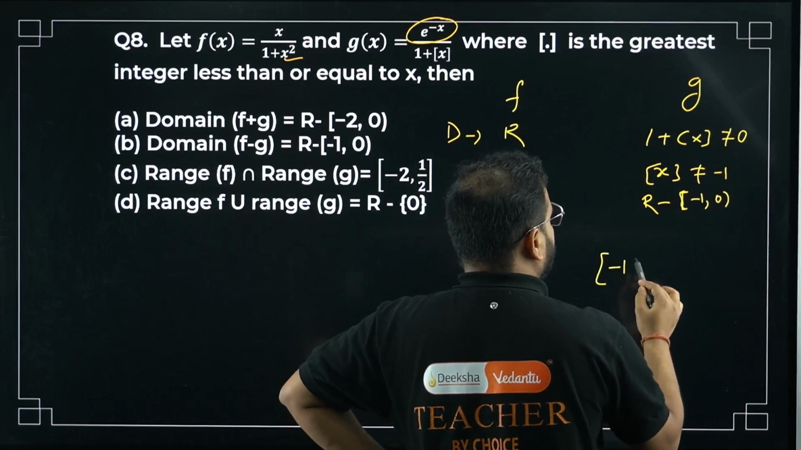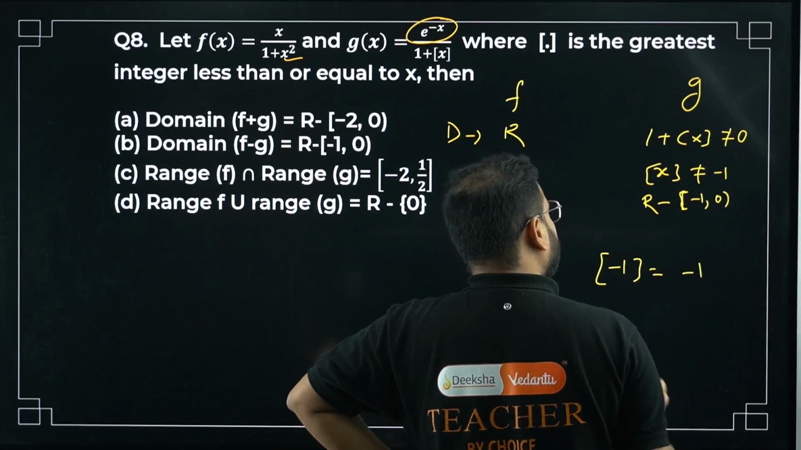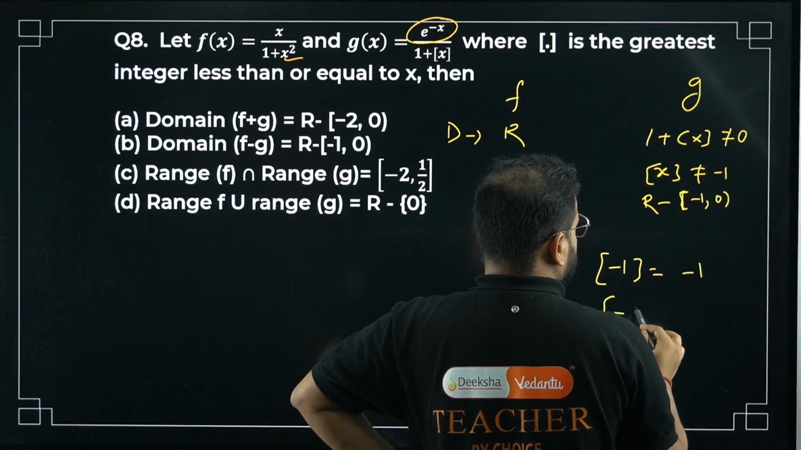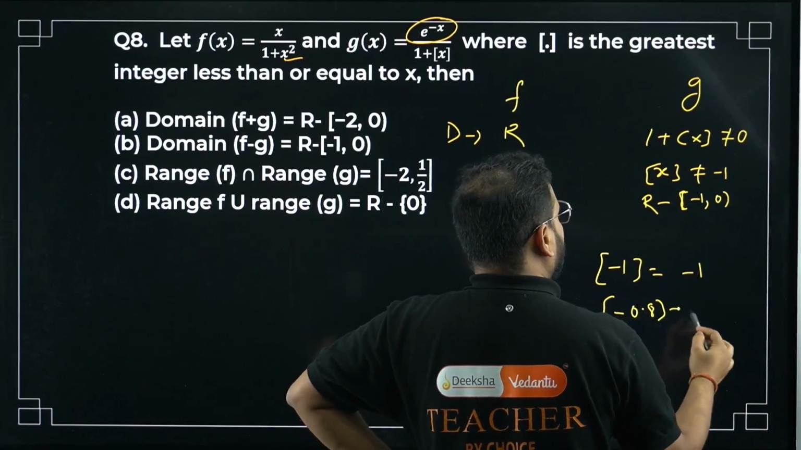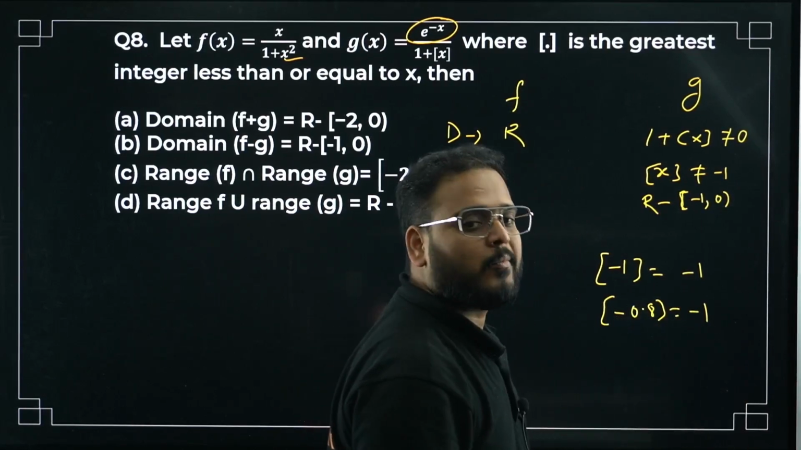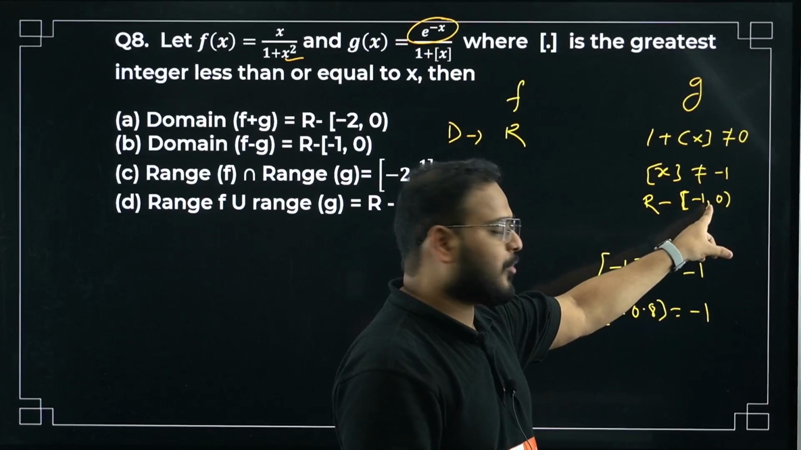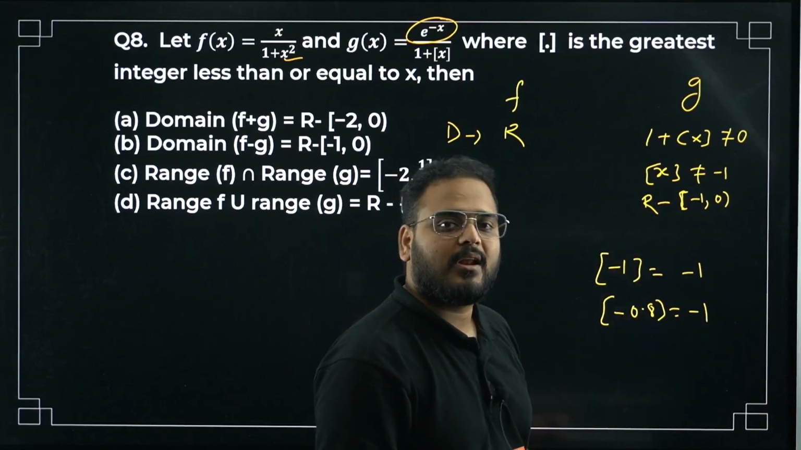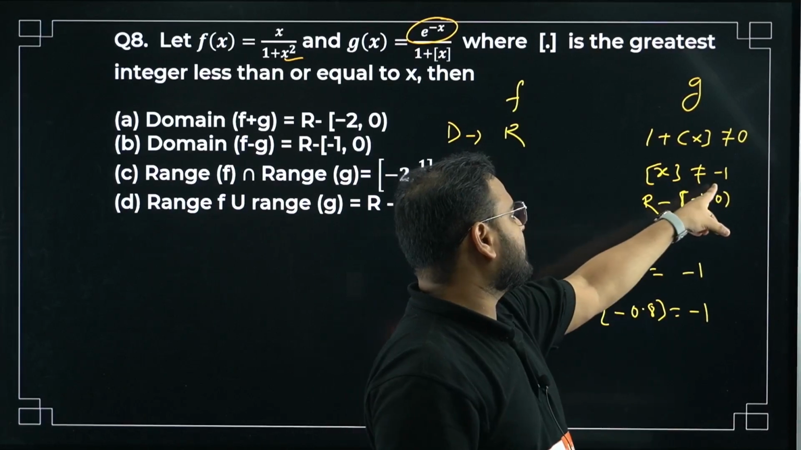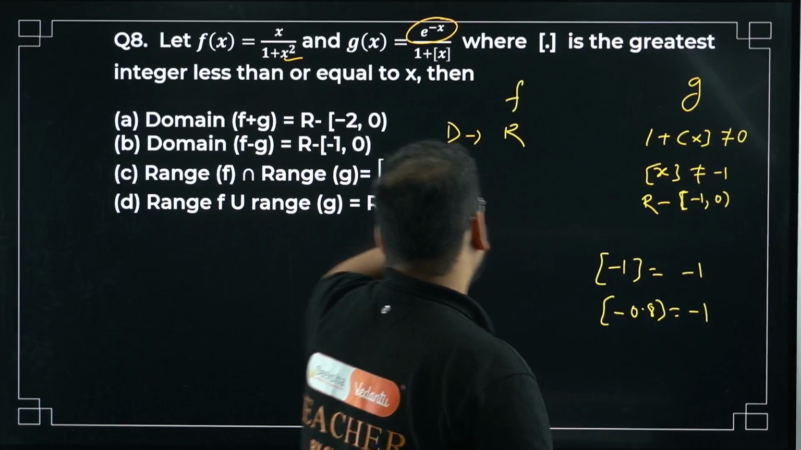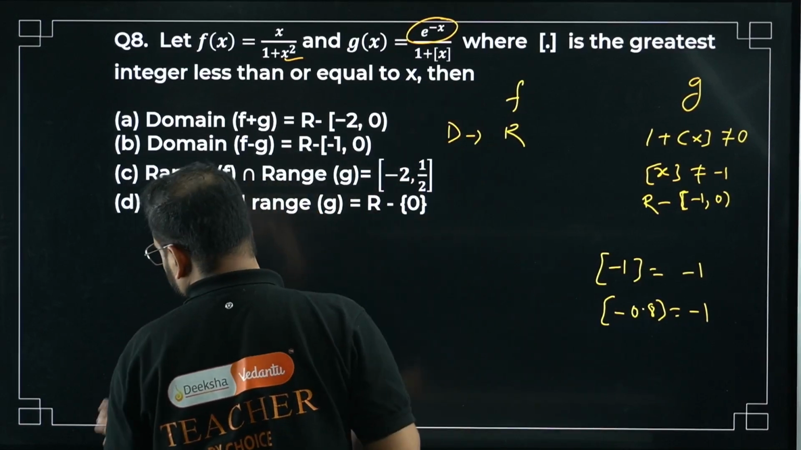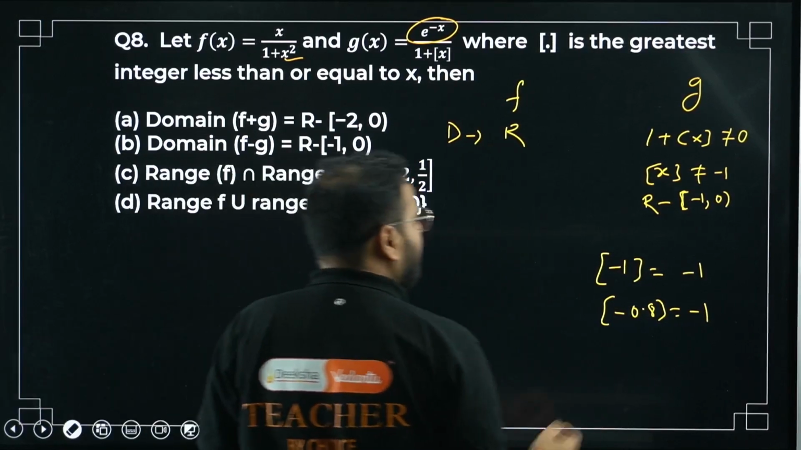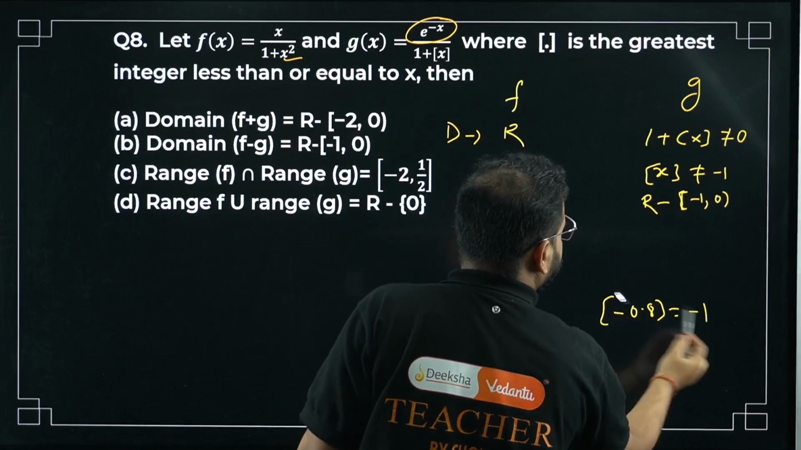Take here minus 1 in this value. What will happen? You get minus 1. Take here minus 0.8. What is the answer? Again minus 1 only, no? So any value between minus 1 and 0, if you put in the greatest integer function, it will come as minus 1, which we can't have in this case. If you take this as minus 1, the denominator will become 0. Okay, that's why the domain will be this only, what I have written over there.